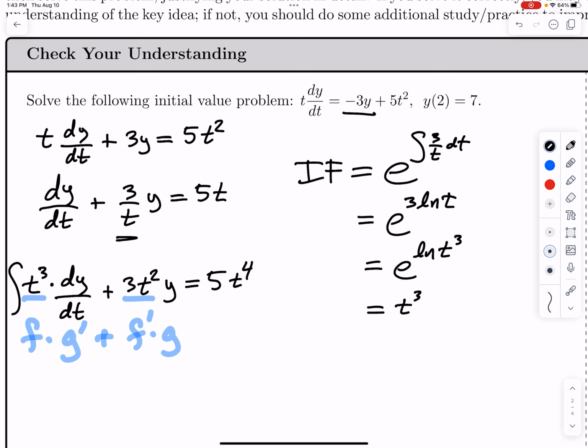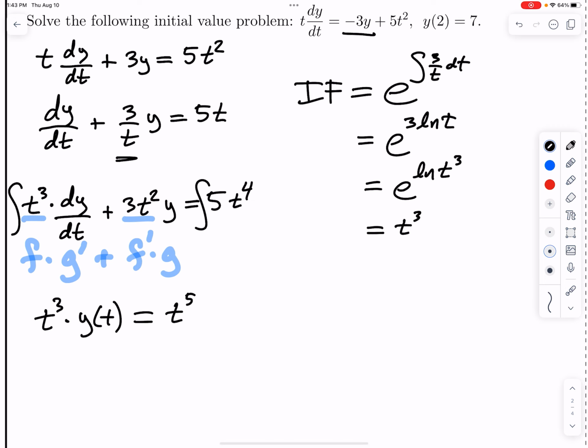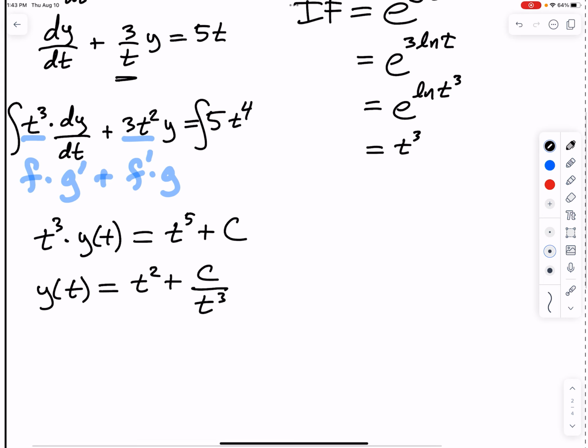So when we integrate both sides of this equation, we're just going to get f times g, f being t cubed, and g being y of t. And on the right-hand side, we'll get the antiderivative of 5t to the 4, which is t to the 5th plus c. And that means our general solution will be y of t equals t squared plus c over t cubed. I'm just dividing the right-hand side by t to the 3rd. And you can see that would be our general solution.